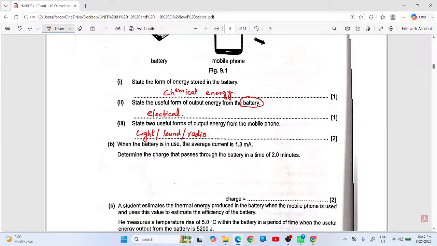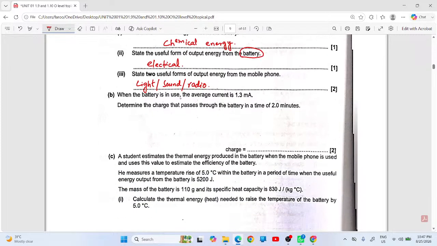etc. When the battery is in use, the average current is given. Determine the charge that passes through the battery in this much time. You know the formula of current, I equals Q over T. So Q equals IT. I is the current, which is 1.3 milli. Milli means 10 power minus 3. And the time is 2 minutes, which is 60 seconds. So basically, this question is from electricity.